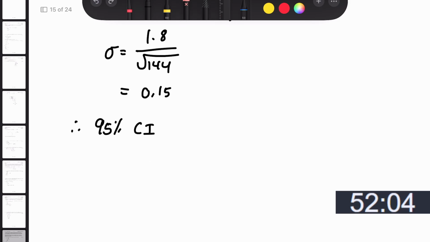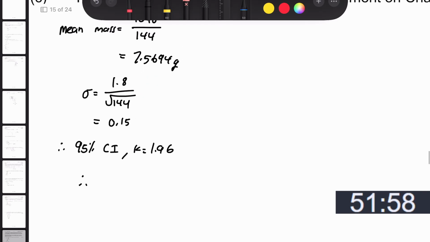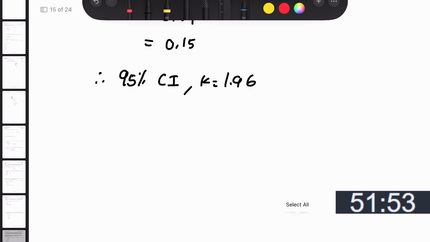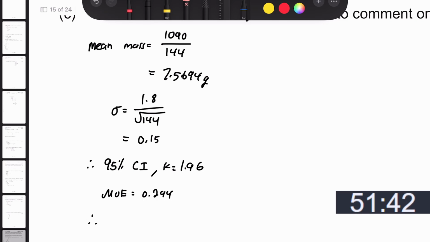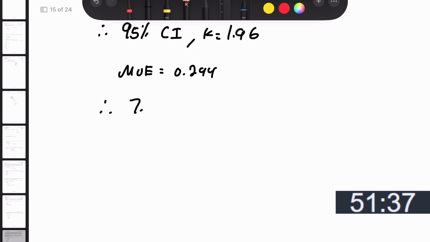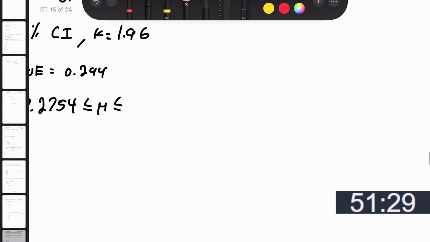95% confidence interval, k equals 1.96. Therefore, 1.96 times 0.15, so margin of error, 0.294. Therefore, we're going to have 7.5694 minus 0.294. 7.2754 less than or equal to mu, less than or equal to 7.8634.